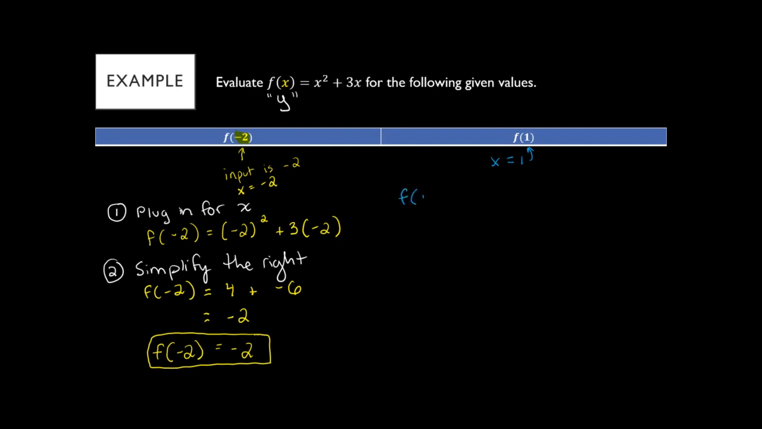So I need to replace everywhere I see x with the number 1 in the equation that we're given. So we have f of 1 equals 1 squared plus 3 times 1. Following the order of operations on only the right side, 1 squared is 1, 3 times 1 is 3. You add those together, our answer is 4. And we write our answer as f of 1 equals 4. So no dividing going on here. We're only plugging numbers into the right side and then following the order of operations.